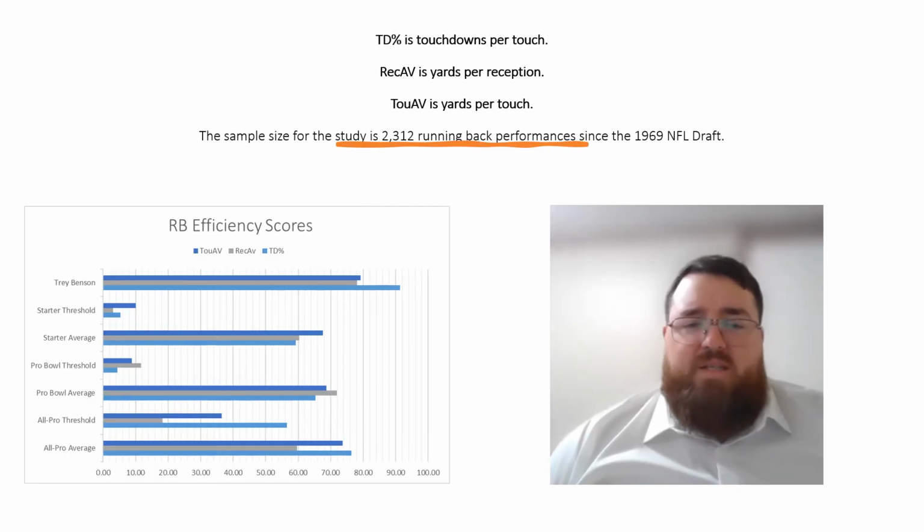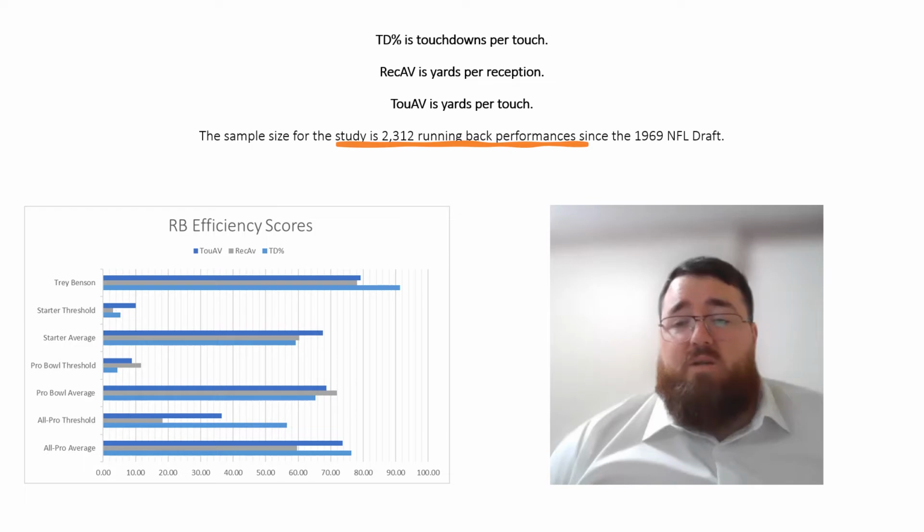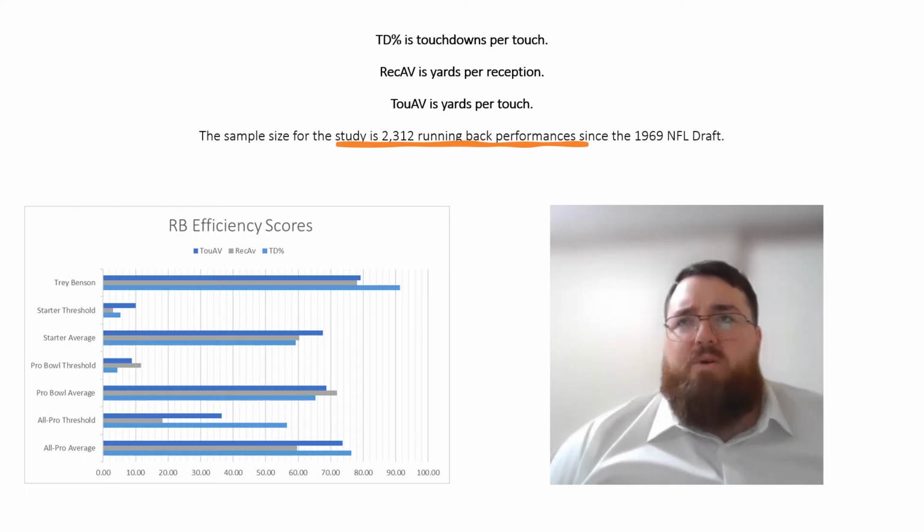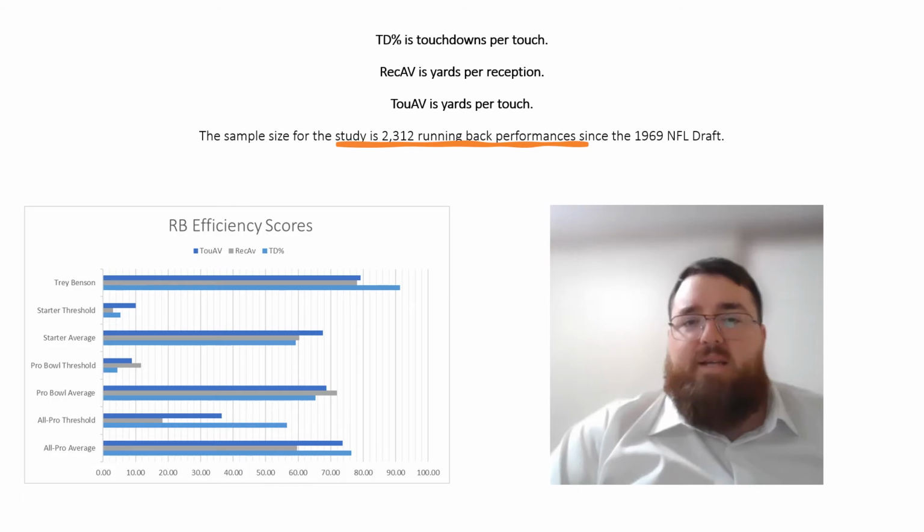Taking a look at his efficiency scores, this is where he actually did really well. He was very efficient in terms of his yards per touch, touchdowns per touch, and his yards per reception. So he was somebody who didn't get a lot of production in terms of market share data, but did really well in terms of efficiency at the position, which is what you want to see.